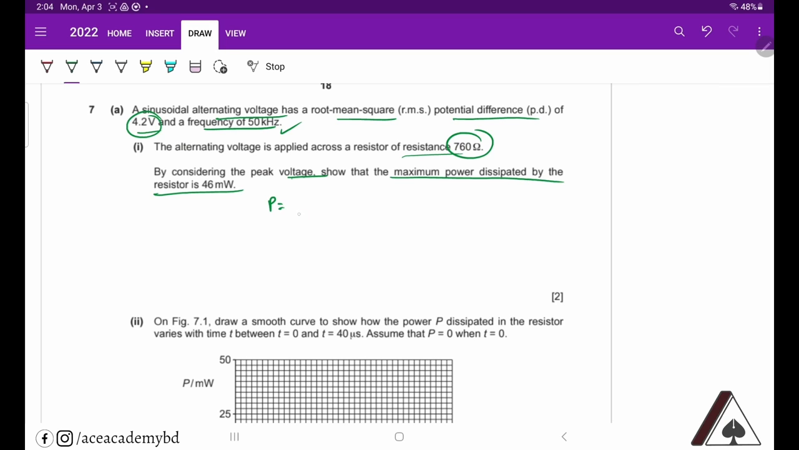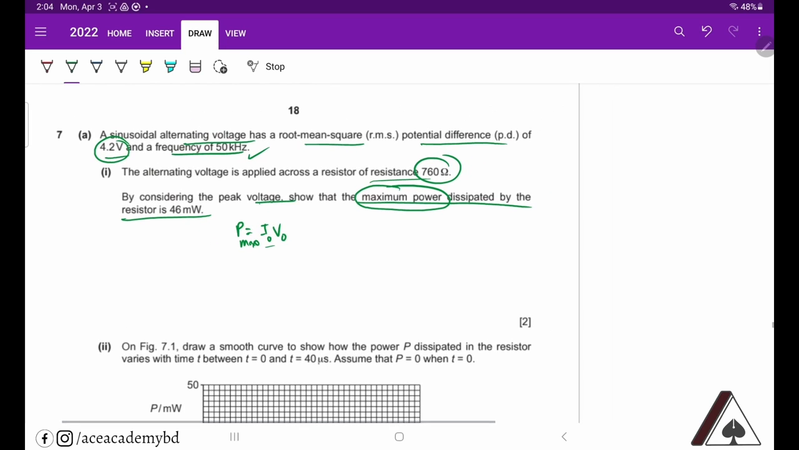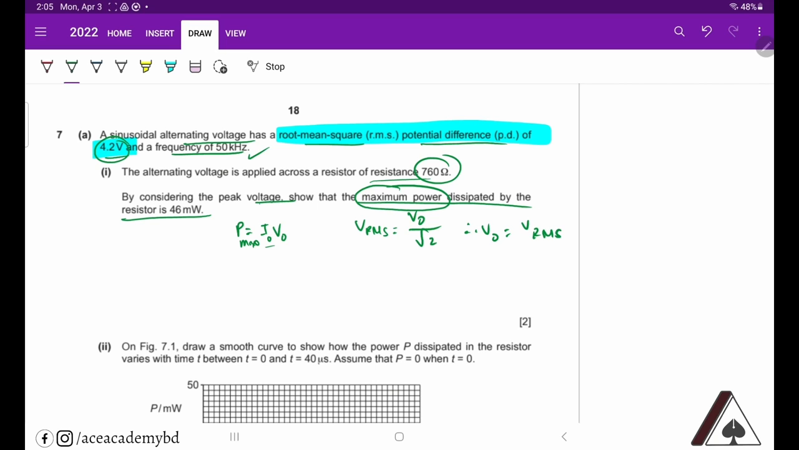So we know that the equation for power is P equals IV. Since they have asked us to find the maximum power dissipated, we should consider the maximum value of voltage and the maximum value of current. They have said that the root mean square value of potential difference is given, so we need to find V naught, the maximum voltage. We know VRMS equals V naught by root 2. That means V naught is basically VRMS times root 2.